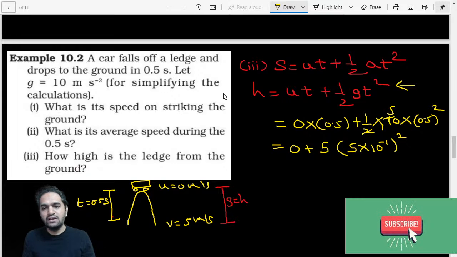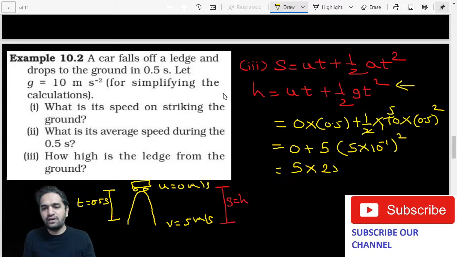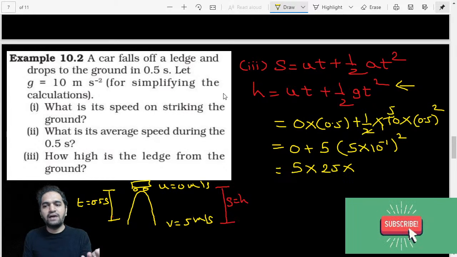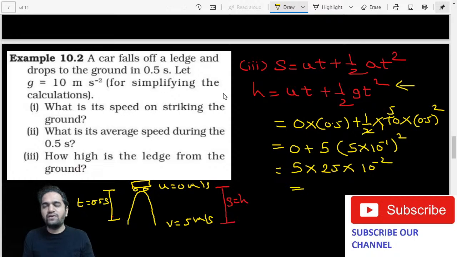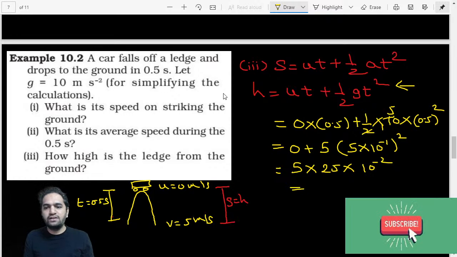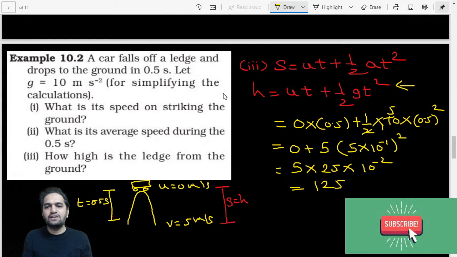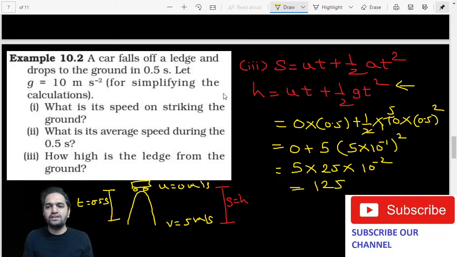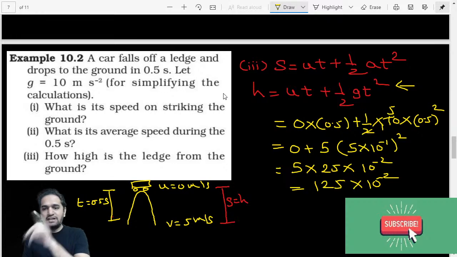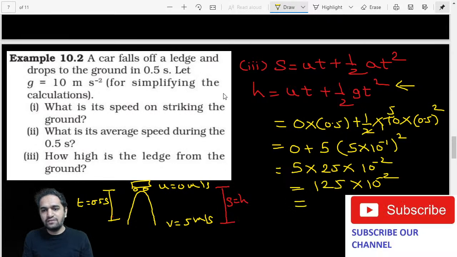Just have to multiply. This will become 5 into 5 square, which is 25. And 10 to the power minus 1 square would be 10 to the power minus 2. So 25 into 5 is 125, right? And for the rest of the calculation, this is 5, this is 25, and this is 10 to the power minus 2. So we have to shift the decimal by 2 places, and that will become 1.25 meters.